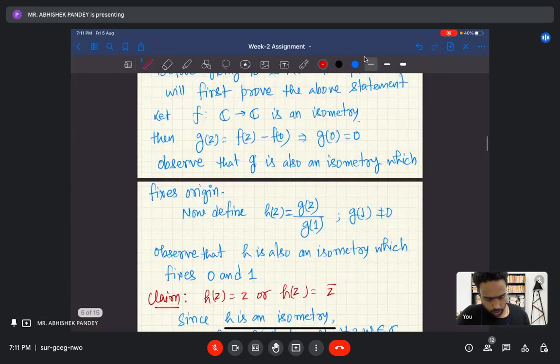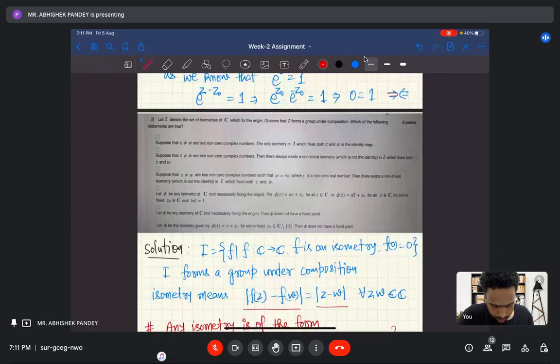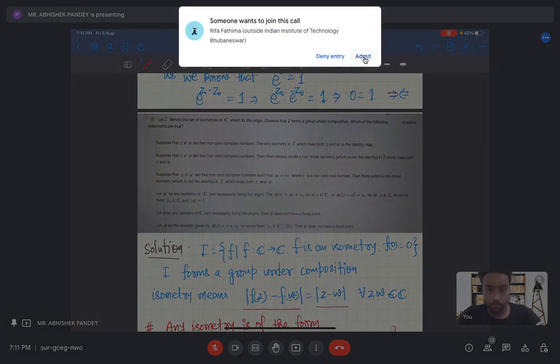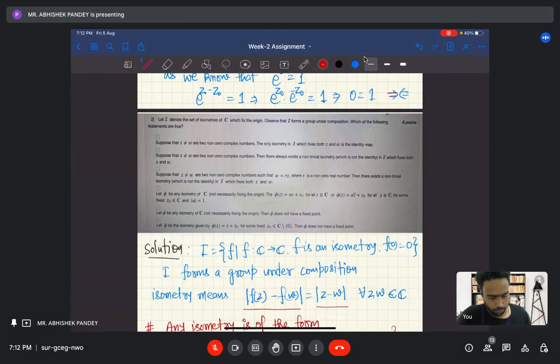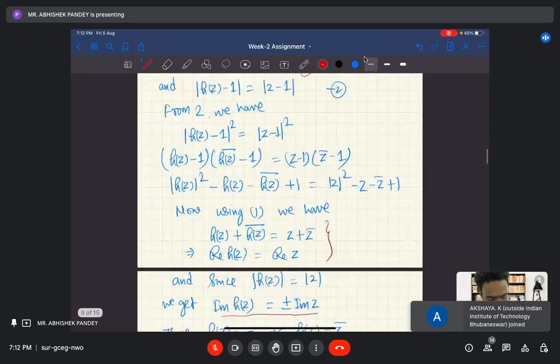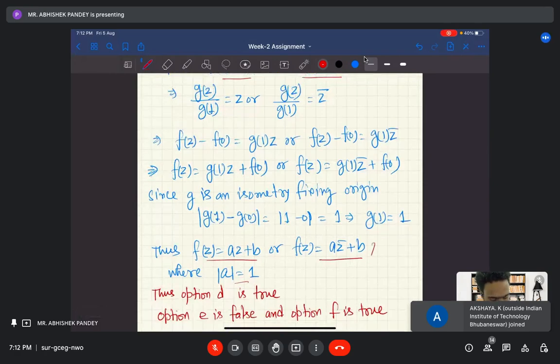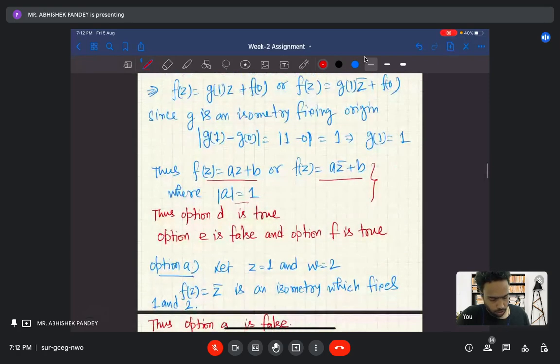Now let us look at the options. Option D is: let phi be an isometry of C, then phi(z) equals alpha z plus z naught for all z belongs to C, or phi(z) equals alpha z bar plus z naught for all z belongs to C, for some fixed z naught belongs to C and mod alpha equals 1. The way we have proved here, this is what we have proved. Thus option D is true, and hence option E is false and option F is true.